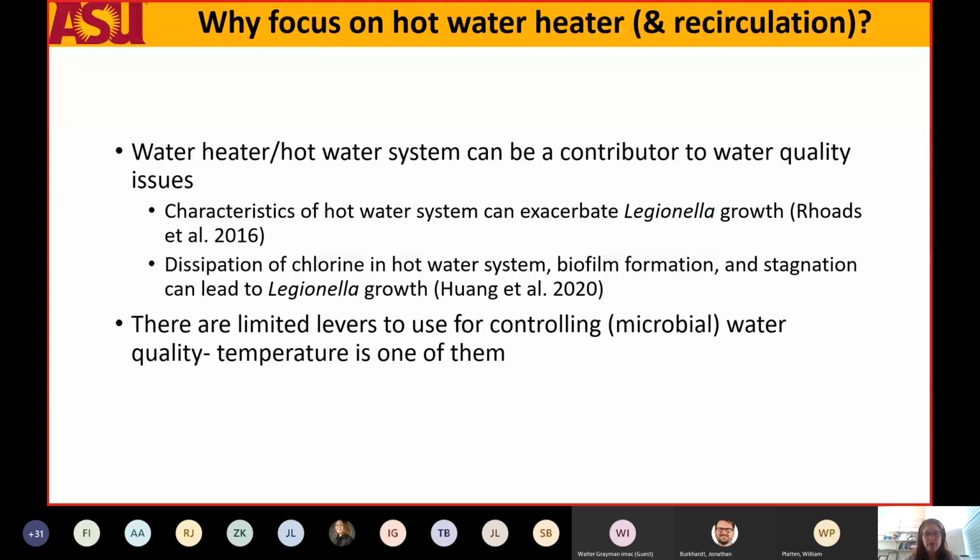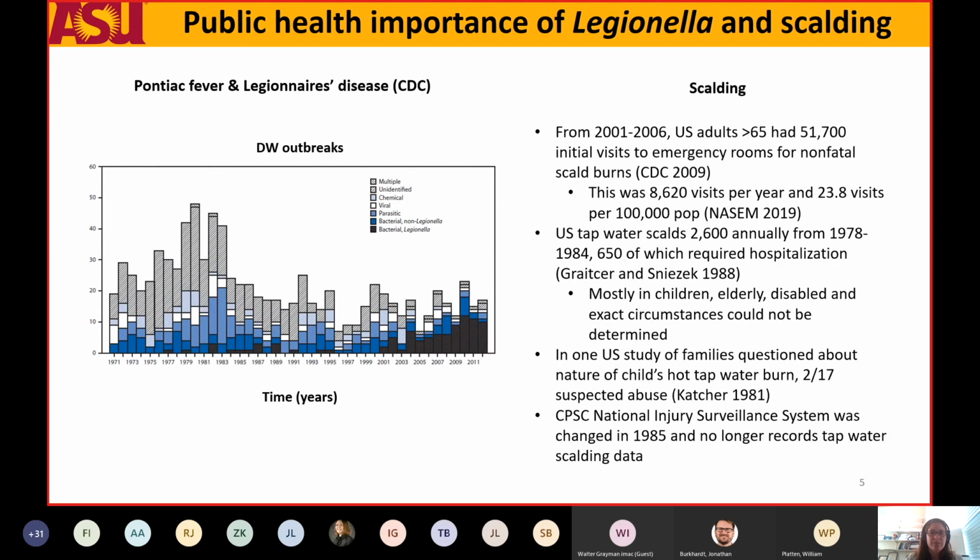So we decided to focus on the hot water heater and recirculation loop in our model, because we know that the hot water system can be a contributor to water quality issues, and I'm thinking particularly about Legionella growth and some work done at Virginia Tech, and also a recent simulation model on Legionella risks in relation to different parameters done by Wang et al. in Environment International. And there's a limited number of levers that we can use to control microbial water quality, and temperature is a key one of them. So we're going to highlight that today.